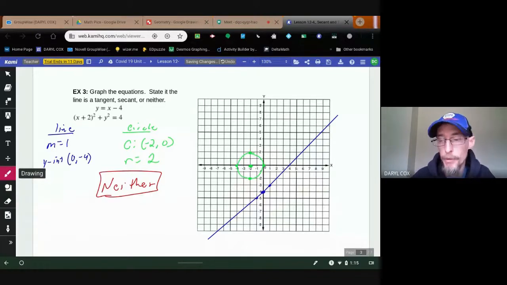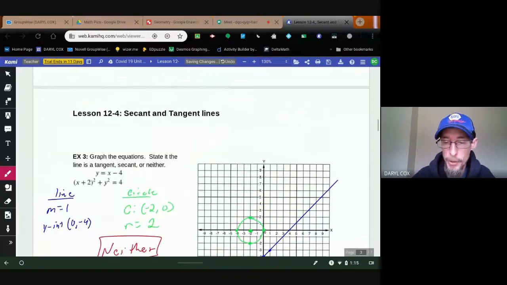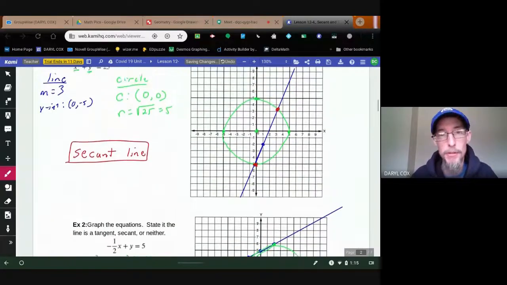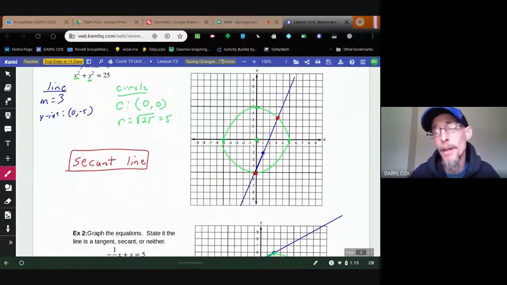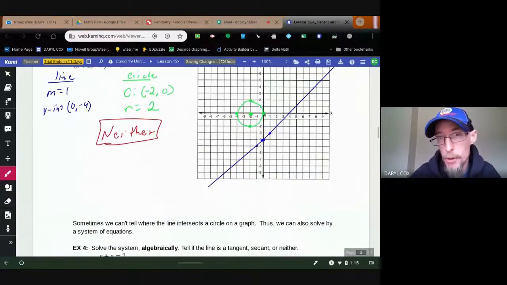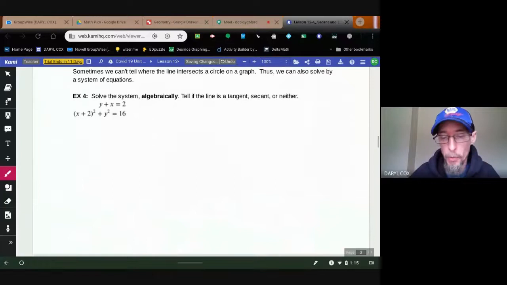But again, we ran into some problems. We ran into problems with this one because it looked like it did touch twice, even though it only touched once. We ran into problems with this one because I can see it touches twice, but I'm not exactly sure what those points are. So that's where geometry is nice, but algebra holds the answers. So we're going to actually solve these problems algebraically.